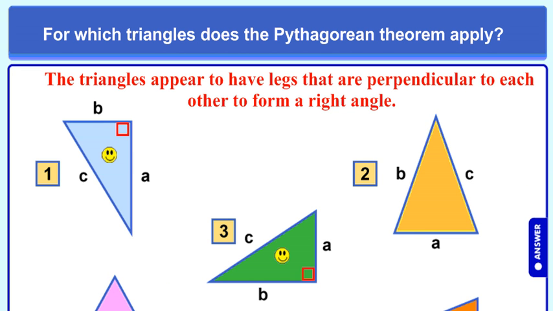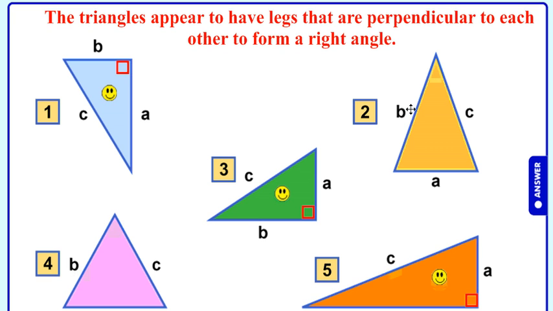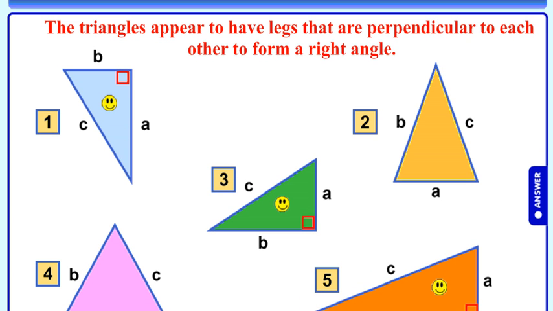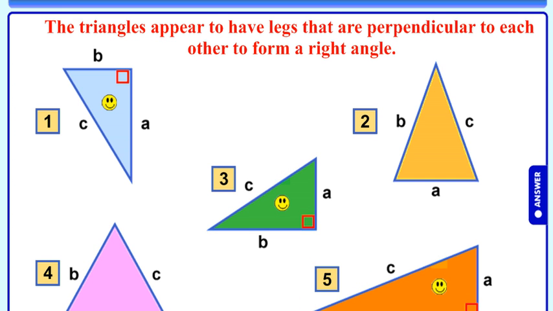The Pythagorean theorem applies to right triangles, and by looking at our figures, it appears that triangles 1, 3, and 5 have right angles. Therefore, we could use the Pythagorean theorem to solve for any missing side lengths of those right triangles. So let's put the Pythagorean theorem into practice.